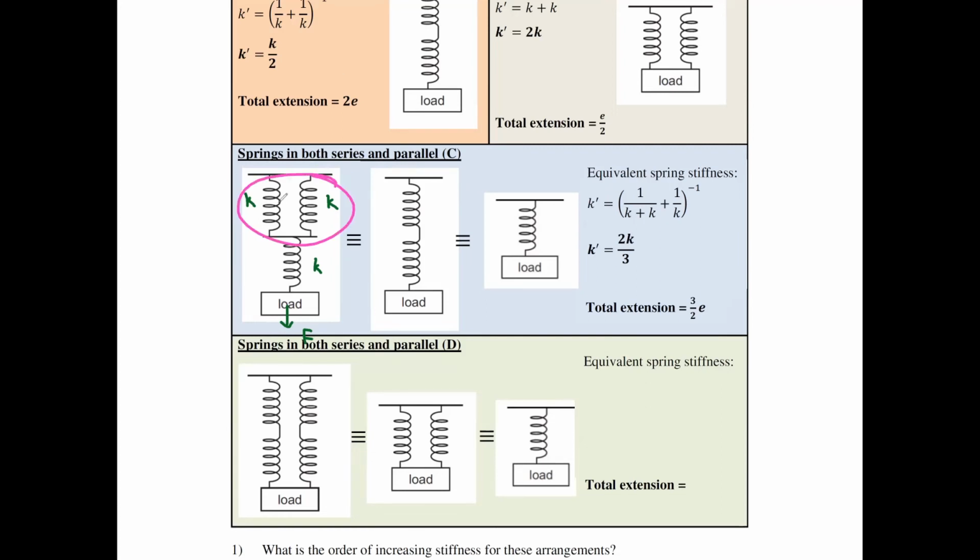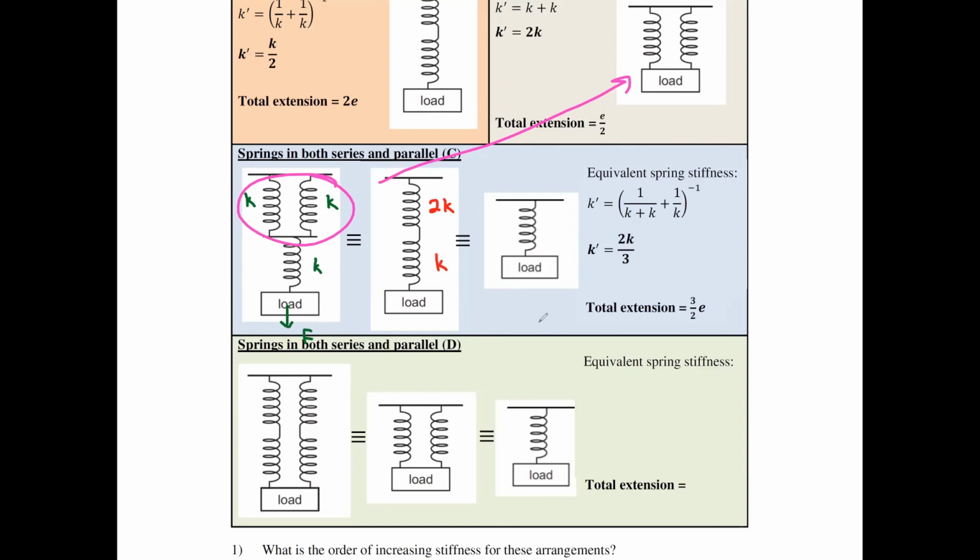These are springs connected in parallel. If I have springs that are connected in parallel, what I just need to do is add the spring stiffness together, giving me 2K. It's actually the same as this example here. So the new spring stiffness, if I try to simplify it, is actually 2K. And then this one still remains at K.